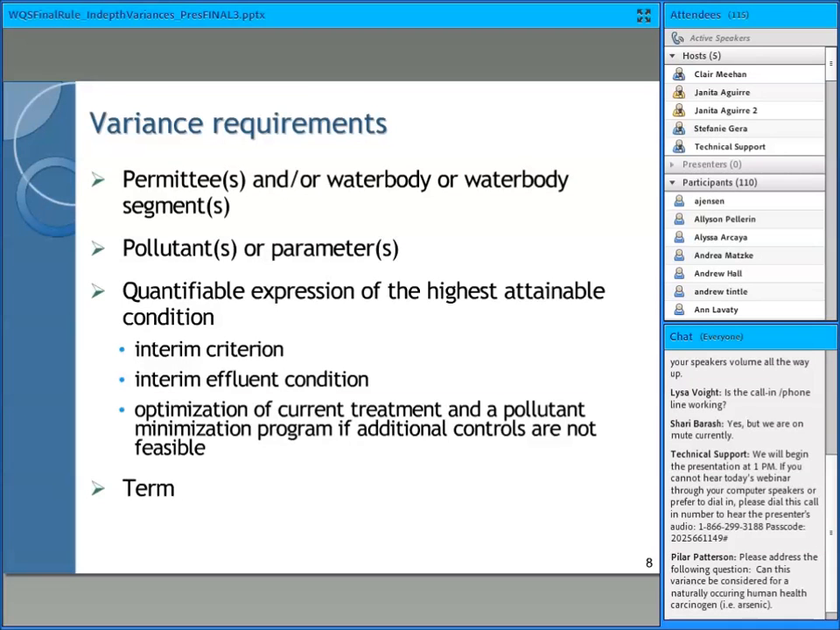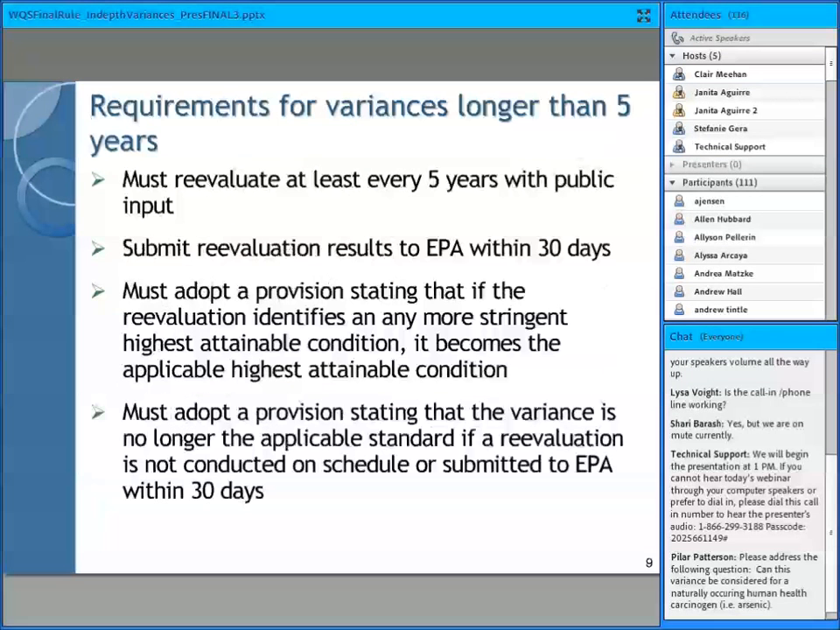Finally, the variance must specify its term, that is, the period of time during which the variance applies. The regulation provides states and tribes with the flexibility to express the variance term as either a specific date or as an interval of time after EPA approval.